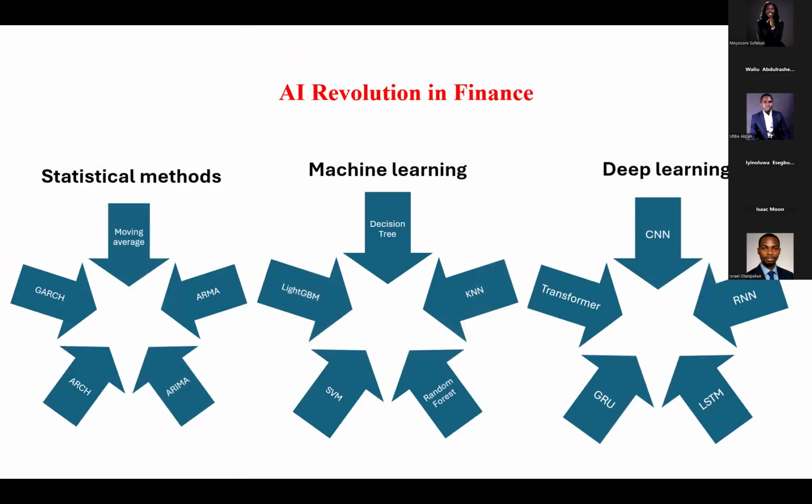Okay, the AI revolution in finance started with statistical methods, followed by machine learning, and followed by deep learning. And presently, we are in the age of deep learning, especially attention-based models and LLMs.